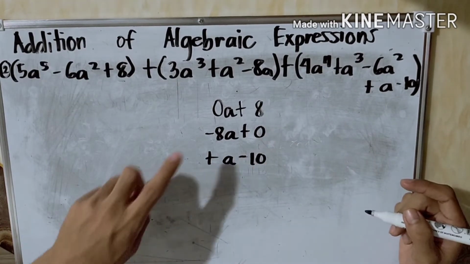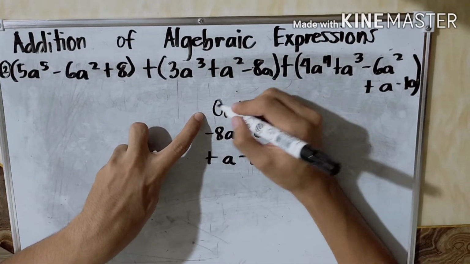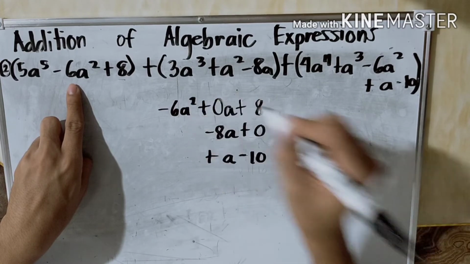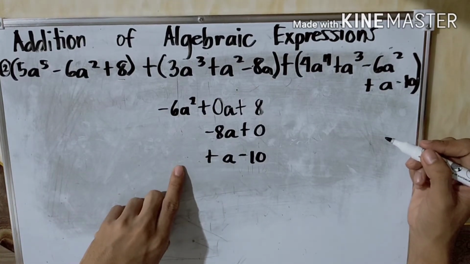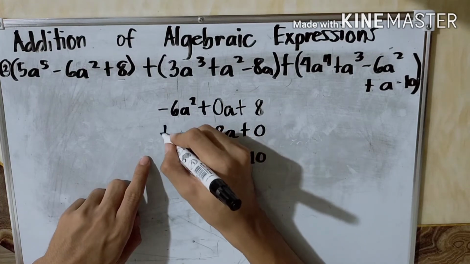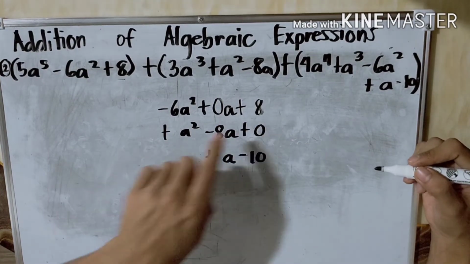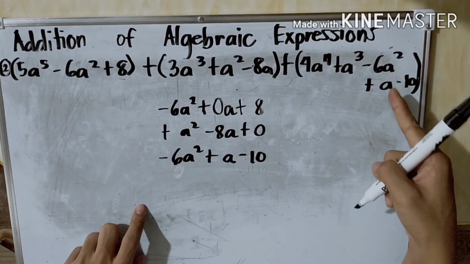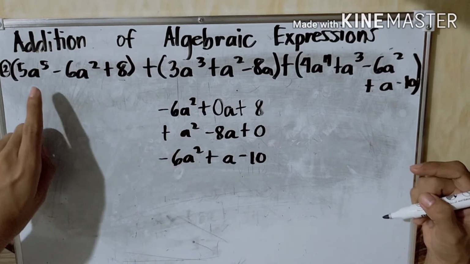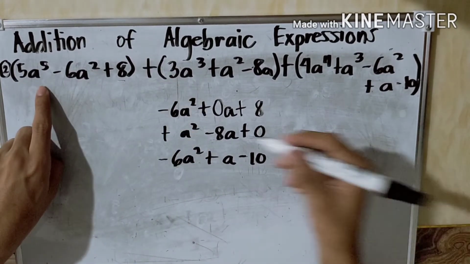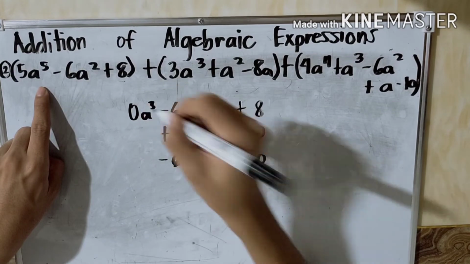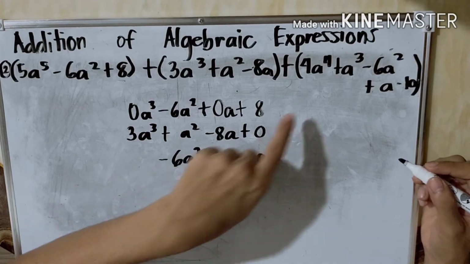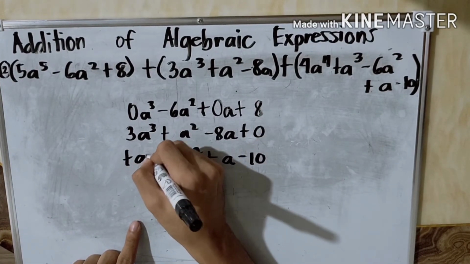So, magkakatapat na sila. After ng a, ang kasunod dito is yung a squared. Dito, meron tayong negative 6a squared. So, ang katapat niya dapat dito, a squared din. Okay, positive a squared. Dito, negative 6a squared. So, okay na tayo sa square. Punta tayo sa next cube. So, wala itong naka-cube. Lagyan ulit natin ng 0a cube. Ito meron 3a cube. Dito meron din plus a cube.